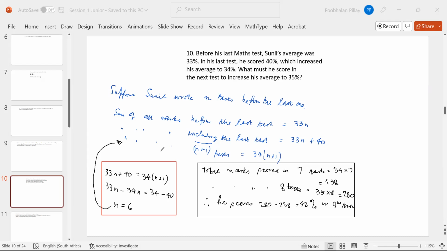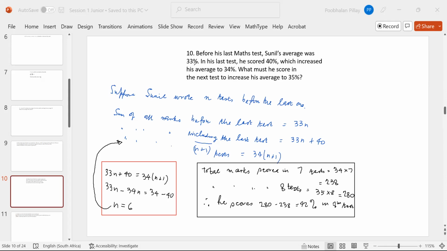And the question is, if he wants to increase his average to 35%, what must he score in the next test? All right, so we don't know how many tests he had written to get an average of 33%. So suppose he has written n tests to get an average of 33%. In other words, suppose Sunil wrote n tests before the last one. So his average in n tests was 33.